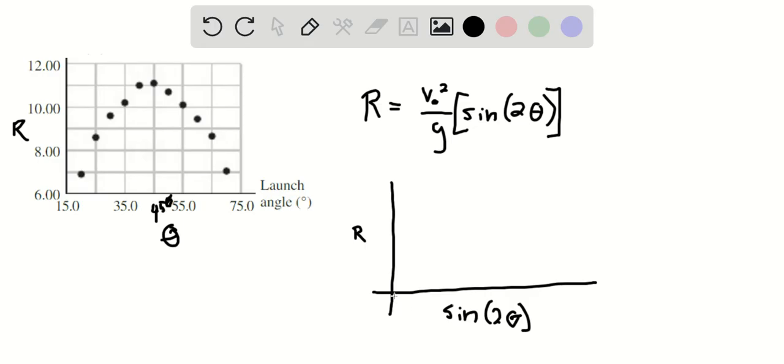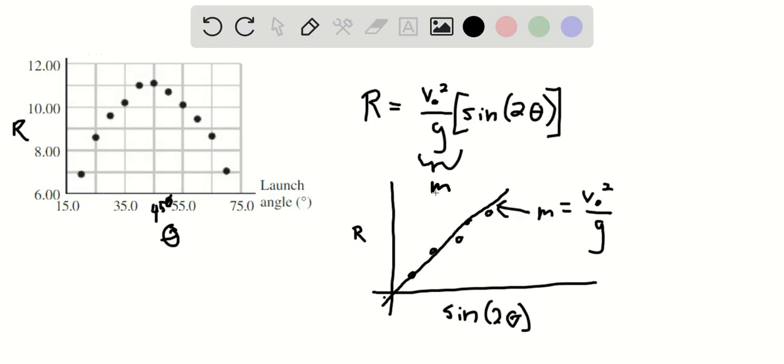And that should give us a bunch of points that seem to be pretty close to a line. And then the slope of this line, M, will be V naught squared over G. This value right here will be M. So we can just plot that. We just need to calculate sine 2 theta for all these different values of theta down here. And it looks like they're in 5-degree increments: 20, 25, 30, 35, and so on, up to 70 degrees.